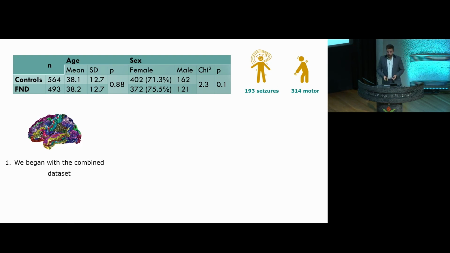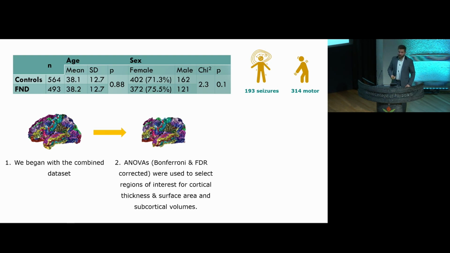So what do we do to compare groups? We started off with a combined data set that I mentioned, so one large Excel document for FND, one for controls, and then we ran a simple ANOVA. That's the kind of stats I was comfortable with. So we essentially didn't control for anything initially, we just ran an ANOVA, which we then corrected using two means, the Bonferroni correction and the false discovery rate correction, because we were running about 250 tests.